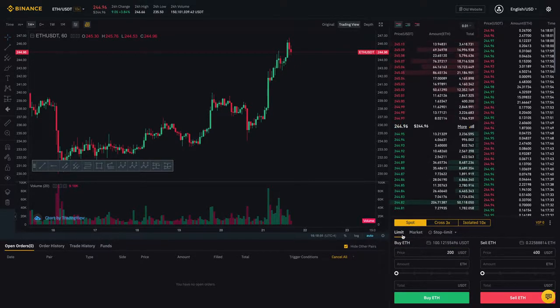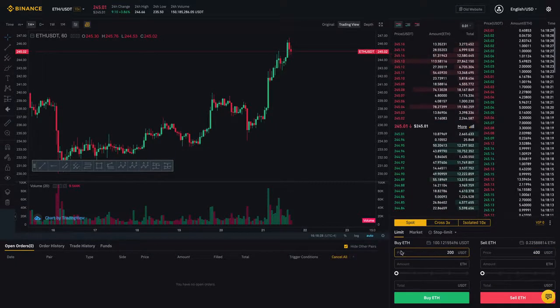If I'm on spot and limit, what that means is spot is I have funds that I currently want to use. That means I actually have those funds. I'm not going to borrow anything. These are funds that I actually have. So for spot, I have this much in my account. At the moment, I have about 100 USDT and about 0.22 Ethereum.